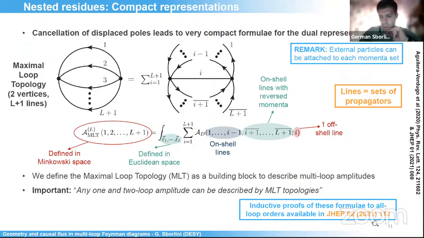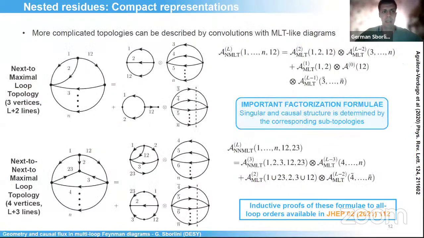Regarding this, we have provided a recursive, inductive proof of this formula in this paper from 2021. We keep on studying these factorization properties in the dual representation, and effectively we confirm that the MLT, this object on the right-hand side of the convolution, is a factor that always appears when writing objects or amplitudes that are much more complex than the MLT.